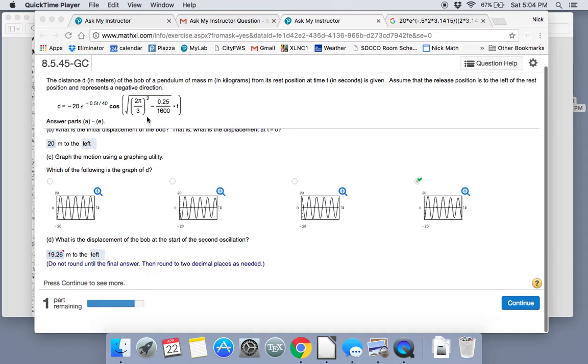The question was particularly about part D, so I'm going to jump down to part D. Here's my model for the displacement. It's this damped oscillation. And the question is, what is the displacement of the bob at the start of the second oscillation? Here's what my thinking is. Earlier, if you were to graph this function, it would look like this last one here.